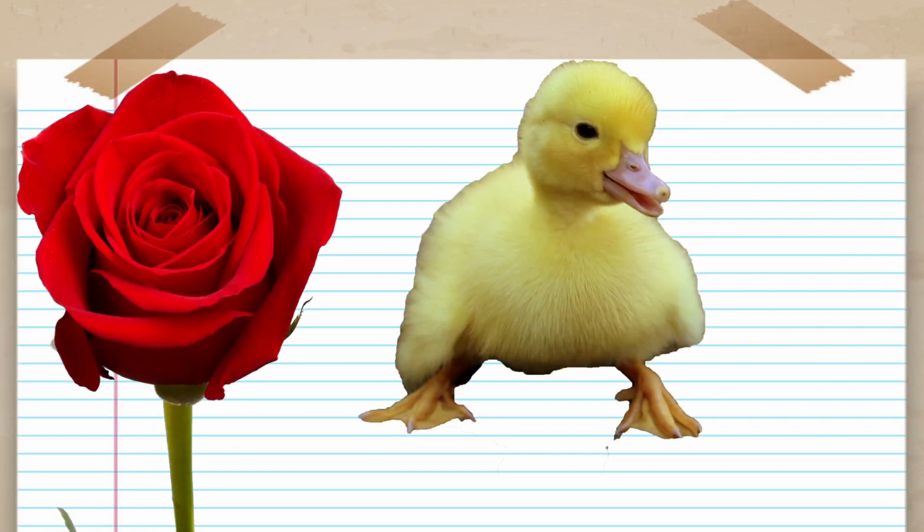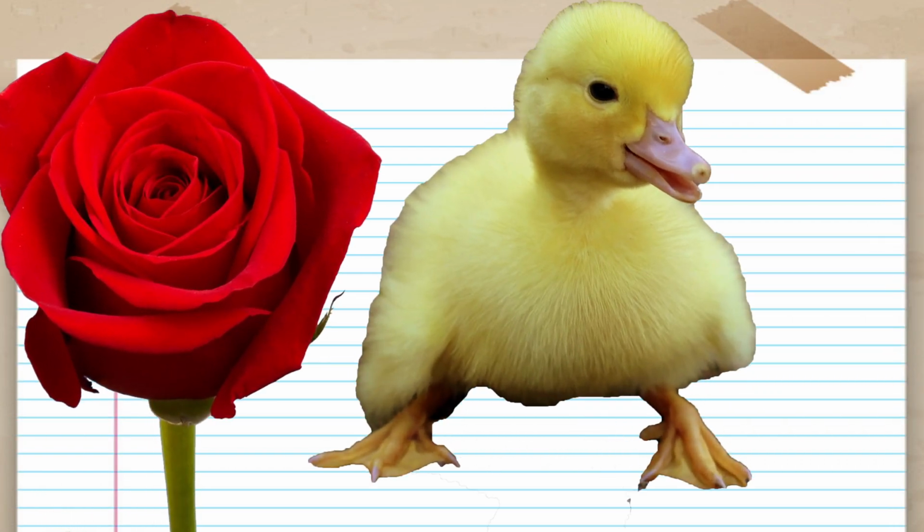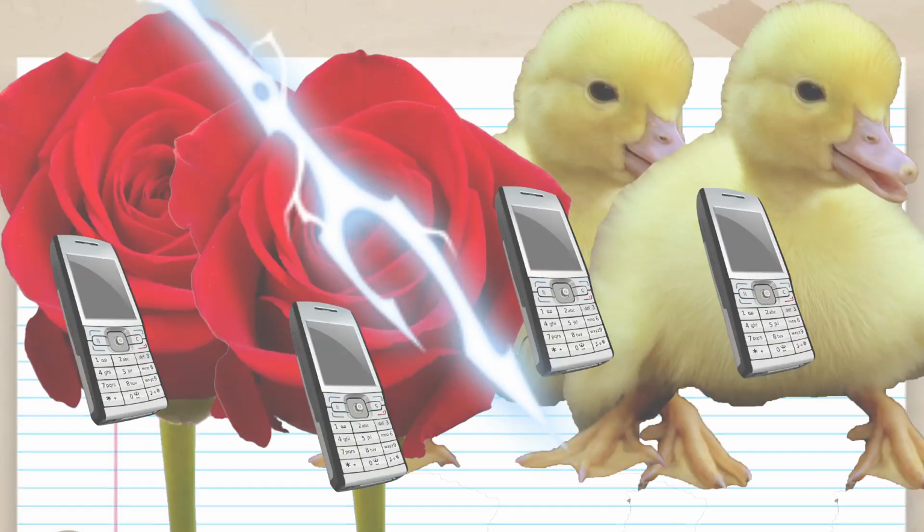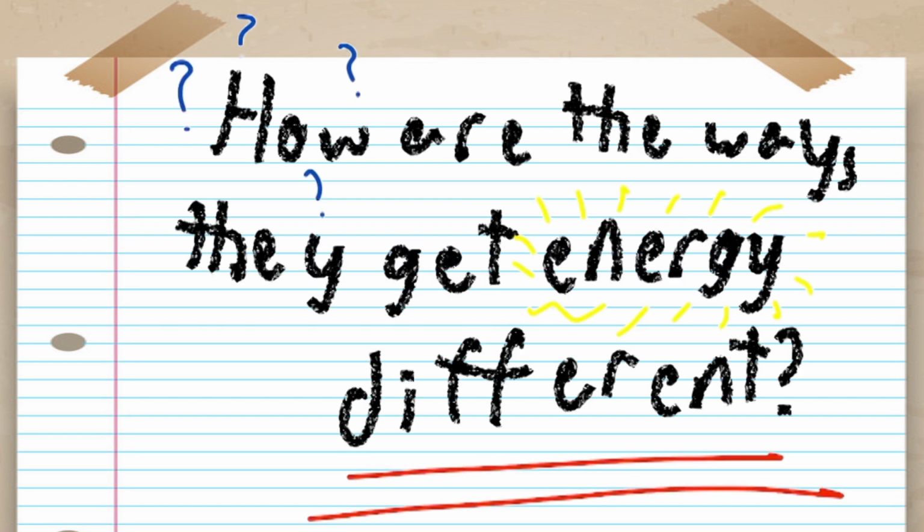Plants and animals. They are both living things. They grow, reproduce, evolve, contain cells, and they both need energy.